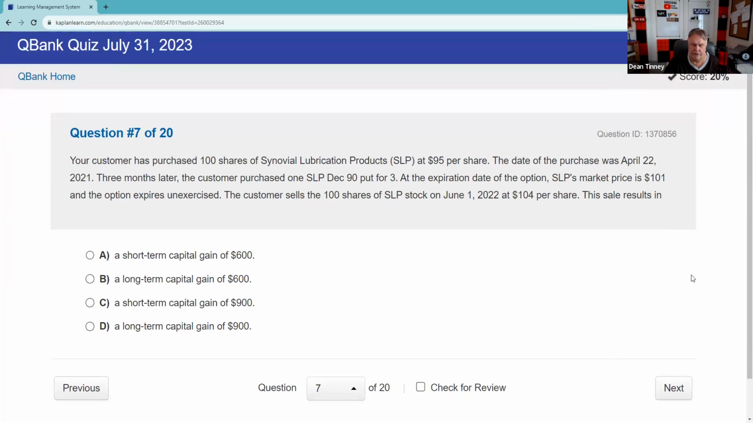A customer has purchased 100 shares of Synovile lubrication products at 95. The date of the purchase was April 22nd. 3 months later, the customer purchased one SLP December 90 put at 3. At the expiration date of the option, SLP's market price is 101, and the option expires unexercised. The customer sells 100 shares on June 1st of 2022 at 104. The sale results in, this one's a tough one.